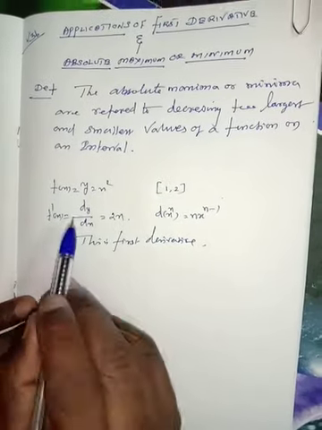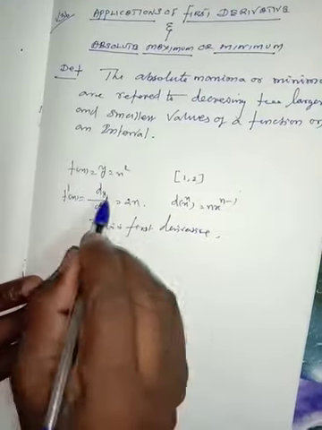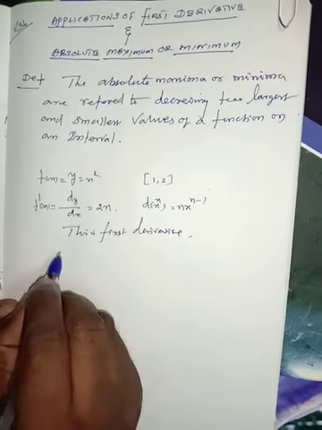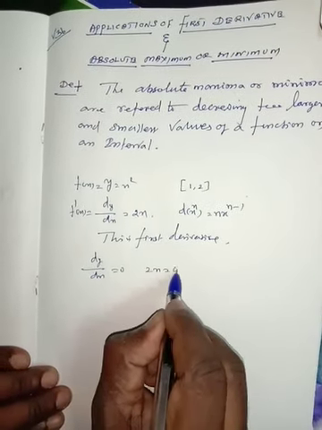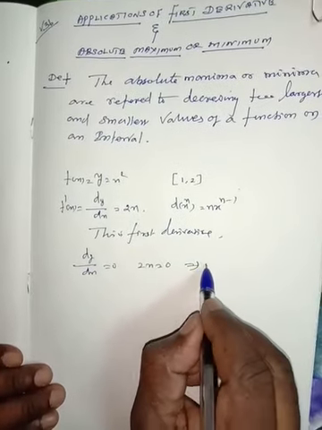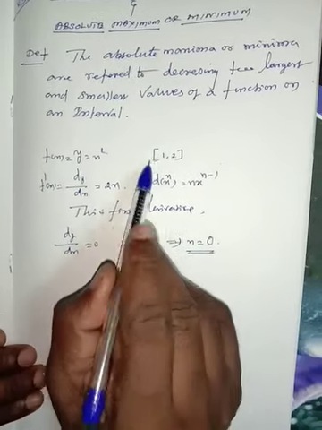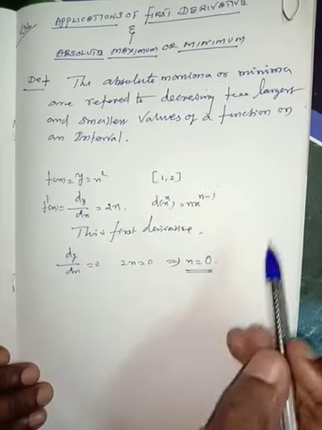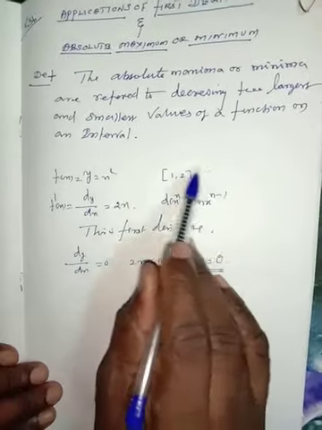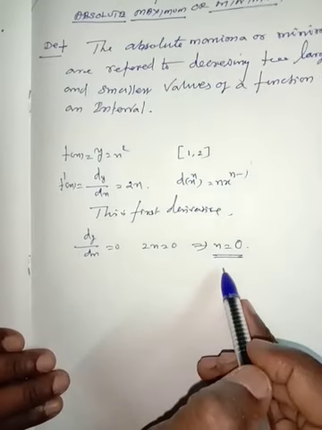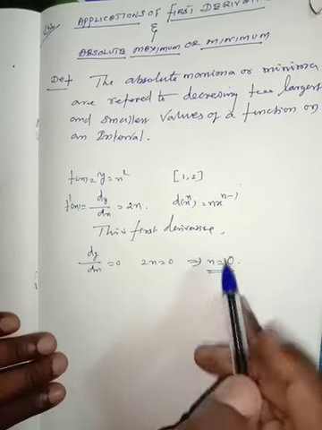First order derivative dy by dx is equal to 0. 2x is equal to 0. Then x is equal to 0. This implies 2x is equal to 0, and 2 is not equal to 0, therefore x is equal to 0. Is this 0 in the closed interval? No. Apart from that, 1 and 2 are the edge points of the closed interval. This point we call a critical number or stationary point.